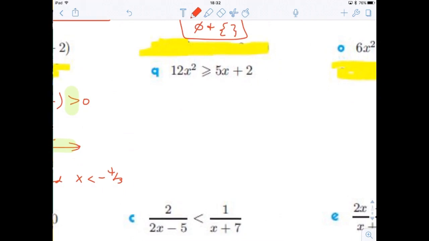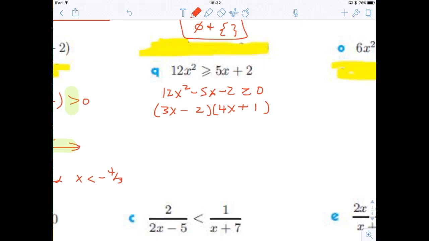Let's move everything to the left side like we've been doing, leaving 0 on the right. So we'll have 12x squared minus 5x minus 2 is greater than or equal to 0. Let's factor this so that we can figure out what the critical values are. Let's see, 2 and 1, 3 and 4. Okay, so that would give us, let's see, let's put a negative here and a positive here. Does that work out? Yes, it does.